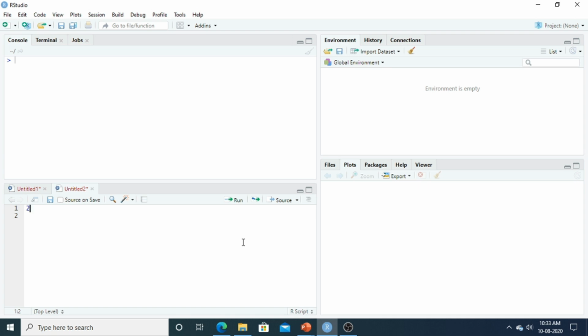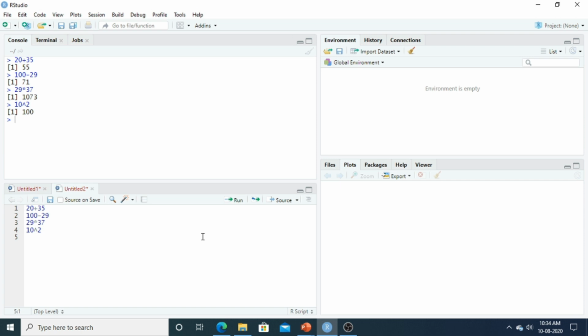Suppose I want to add 20 plus 35. Then I run it. This is going to give 55. Suppose you want 100 minus 29. Your result is 71. Similarly, if you want 29 into 37, the result is 1073. Similarly, if you want to obtain 10 to the power 2 and run it, this is going to be 100.